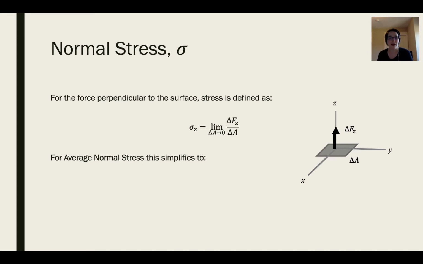Functionally, for average normal stress, this simplifies to sigma equals force over area. Stress is force divided by the area for the normal stress. And it has units of force over area, newtons per meter squared, so a derived unit called a Pascal, which you may have seen when you've talked about fluid pressure in physics in the past, or pounds per inch squared, which in English units frequently gets abbreviated as PSI.